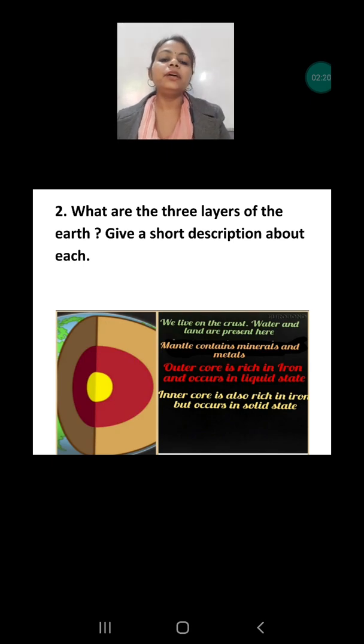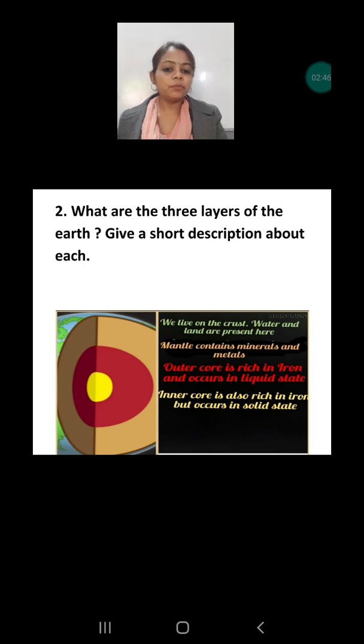So what is the outer layer? The outer layer is like the egg shell. It protects the inner part of the earth, and we are living on the outer layer only. Whatever we are seeing, our school, our home, our hospitals, our trees, everything is on the outer part of the earth, which is the crust. This is the solid part.